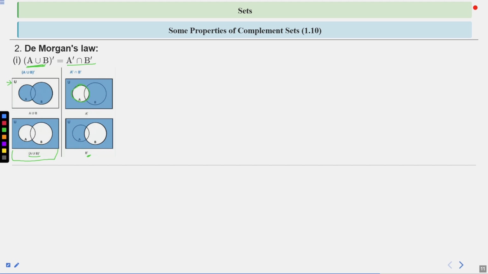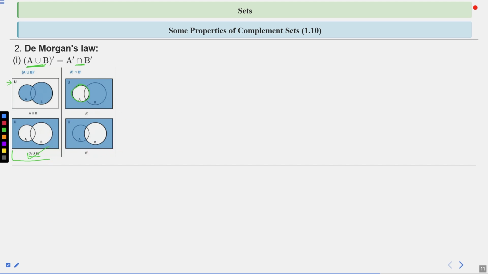The B complement will be the shaded area outside the B circle. So this is your B complement. Now what you have to do is intersection, meaning find out the common area. If you observe these two images, the common area will be the same as represented here. Clear? I hope this is clear.